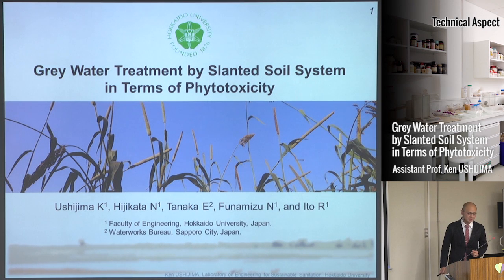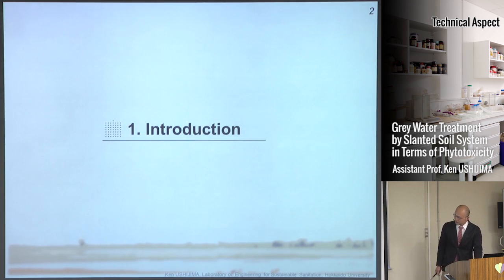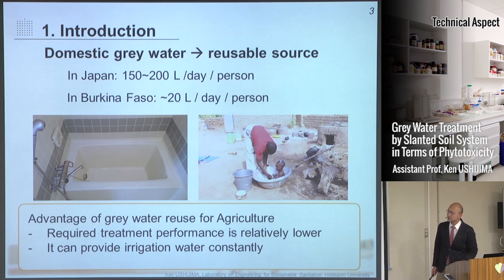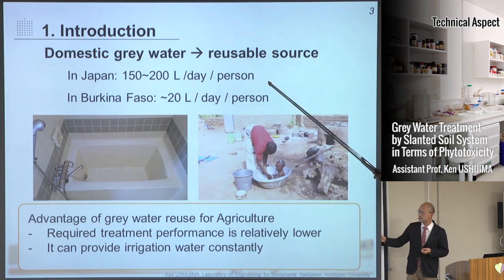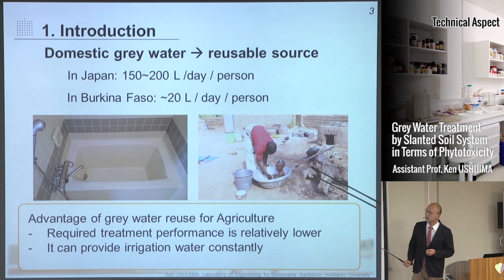Okay, today my topic is gray water treatment by a slanted soil system in terms of phytotoxicity. Okay, introduction. As you know, domestic gray water is one of the promising reusable sources.